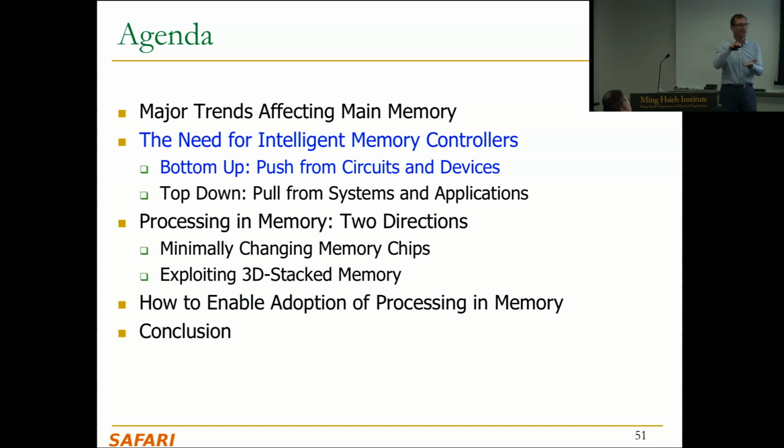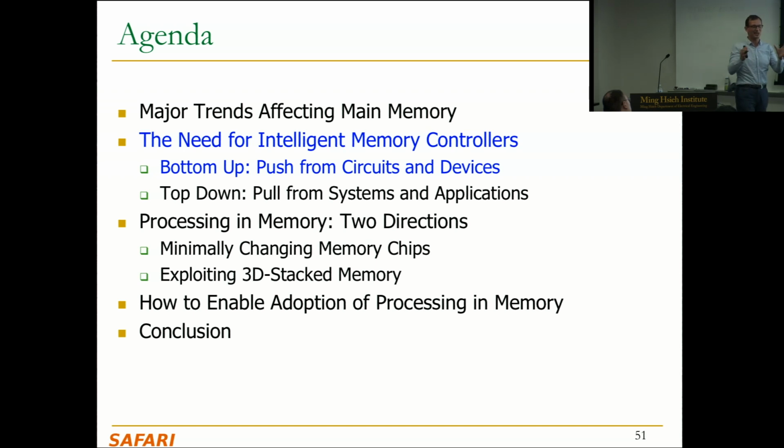So having an intelligent memory controller can overcome some of those deficiencies. And also there's a huge push from top down, or pull from top down. Essentially systems and applications are pulling us to do more inside the memory controller such that we can process the data in a much more efficient way.